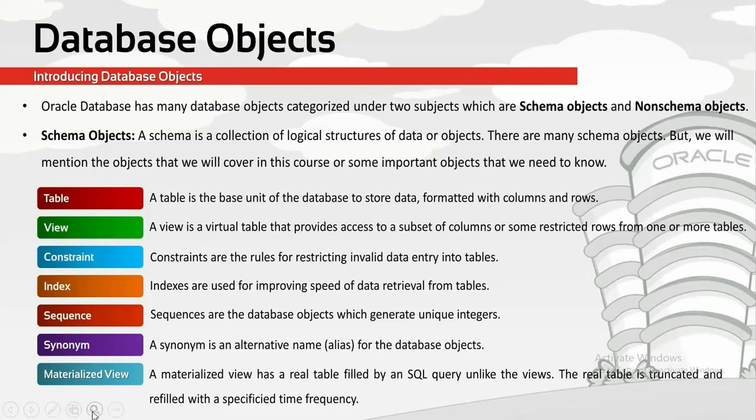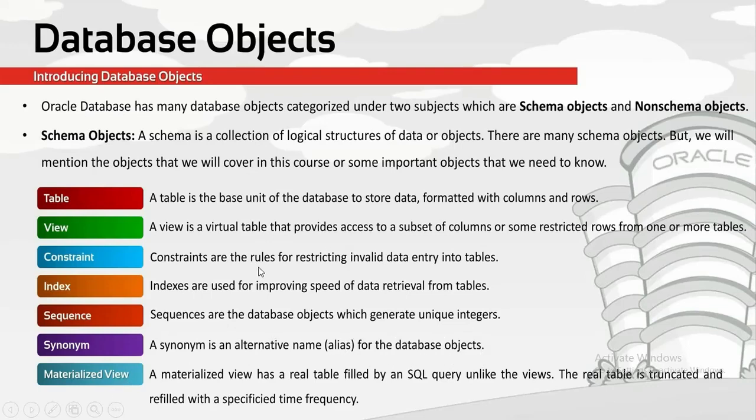Sequences are the database objects which generate unique integers. To generate unique integers in a database we use sequences. What is a synonym? A synonym is an alternative name, an alias name, for database objects. This is what is called a synonym.